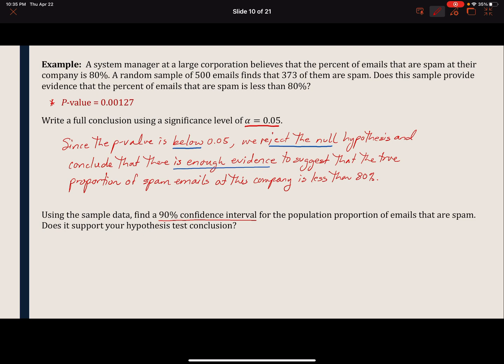So I'm gonna answer that question now, but know that this is not ever something that's going to come up on an exam. I will always tell you the confidence level. You'll never have to figure it out.